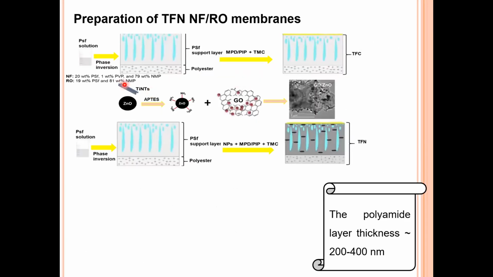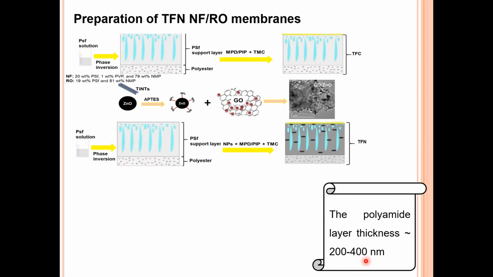This picture shows you the philosophy behind it. We go for phase inversion for preparation of the PSF, and after preparing this, during the interfacial polymerization, we add the required quantity of nanoparticles. In this case, I have simply given TANTs if I want to prepare the membrane with this, and ZnO functionalized with amino ions. So this is represented as TFC. Then when the composite is added, you have the TFN membrane.